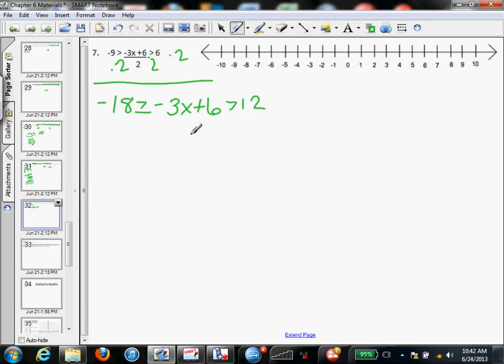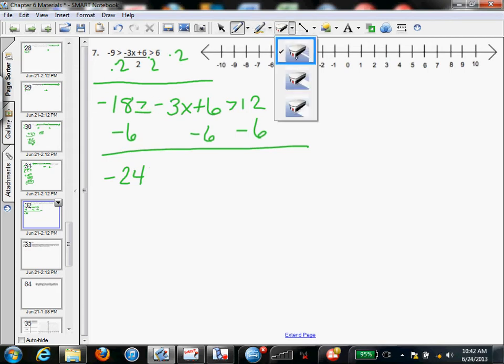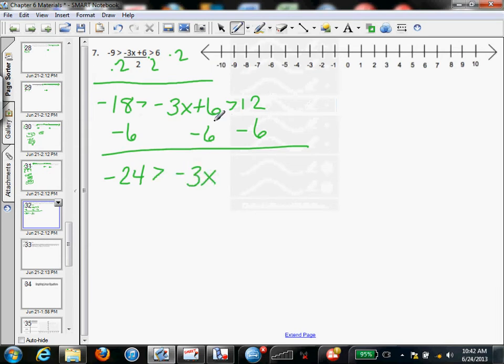Okay, now to start getting stuff away from the variable, we need to subtract 6 on both sides. On this side, that's going to leave us with a negative 24. And I don't know how that equal to sign got there, but it should not be there. So just bring your inequality on down. We have negative 3x left because the positive 6 minus 6 left us with just the negative 3x, which is greater than 12 minus 6, which is 6.